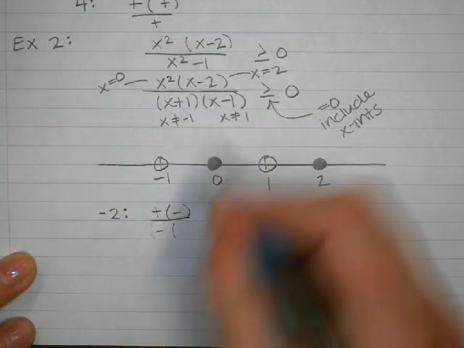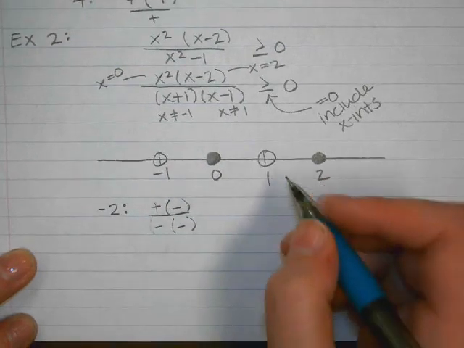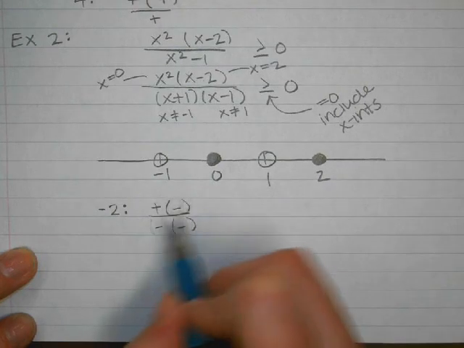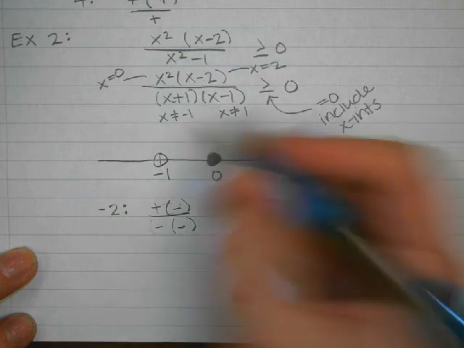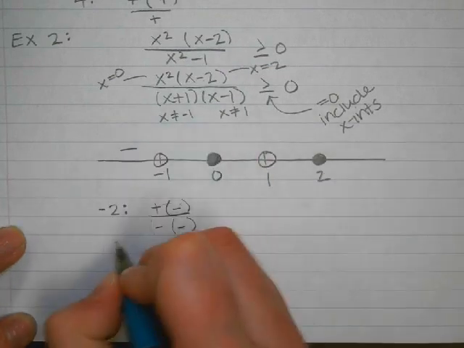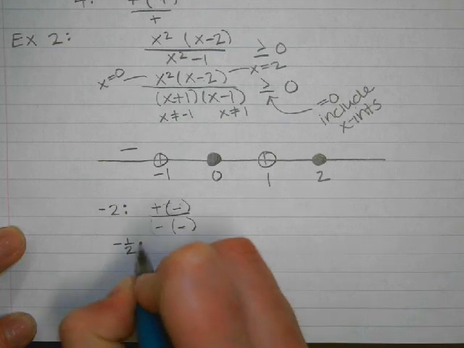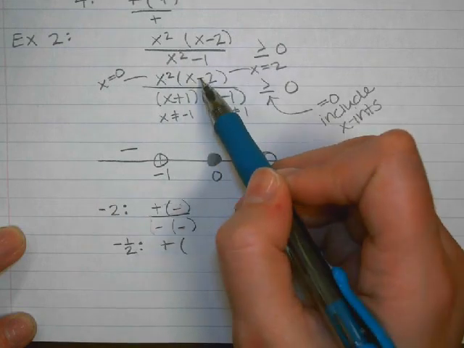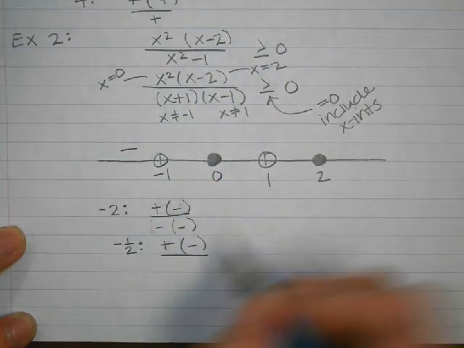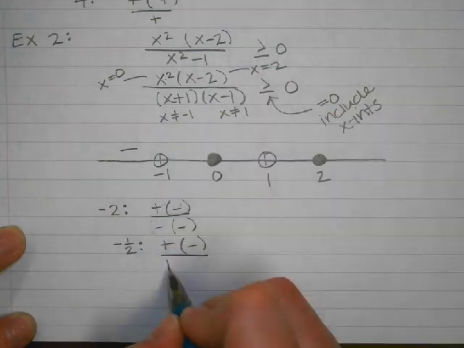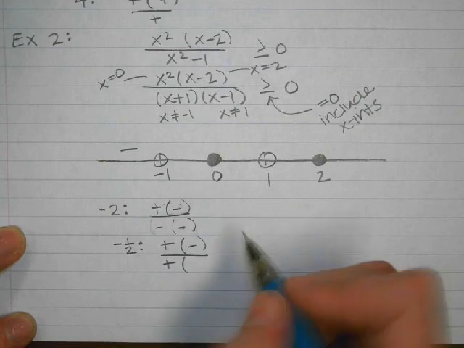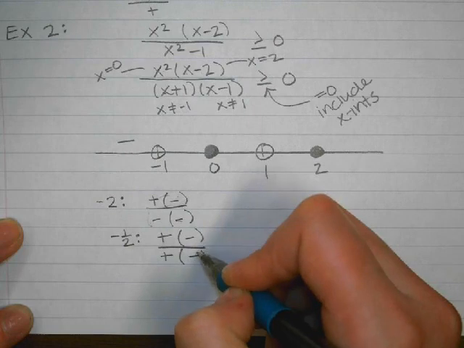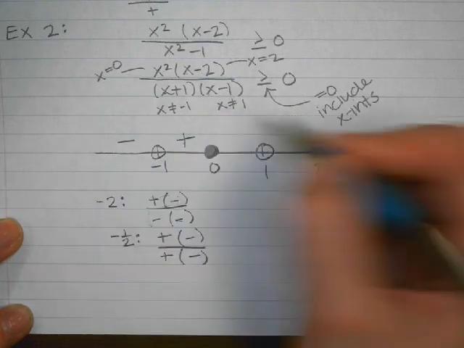And then -2 minus 1 is also negative. So these negatives on the bottom would cancel out and make a positive, and these would multiply to be a negative. So we have negative divided by positive, which is negative. All right, next I'll go ahead and plug in -1/2. So a negative times a negative is positive always. -1/2 minus 2 is negative. -1/2 plus 1 is positive. -1/2 minus 1 is negative. So here these negatives would cancel out, and then that overall would equal a positive.